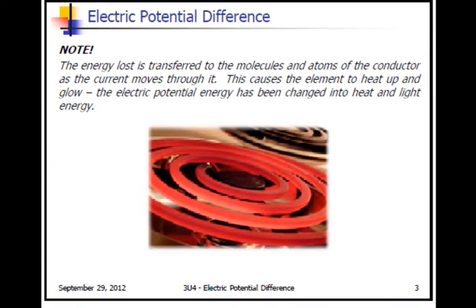So that lost electrical energy transmutes into thermal energy, and I guess light energy in this case because the element is visibly heated up. That is how the energy that's lost electrically is transmuted into other types of energy across the load.